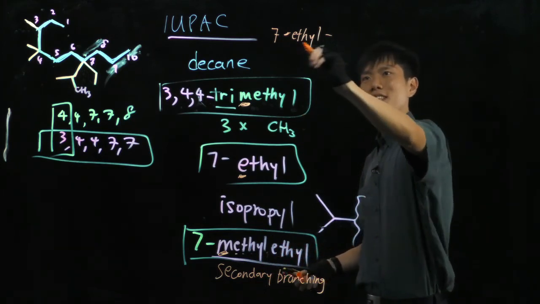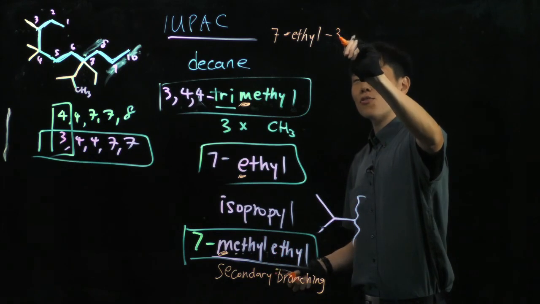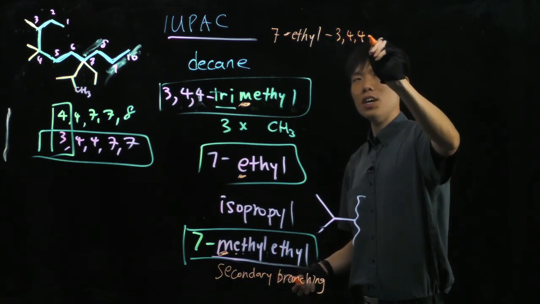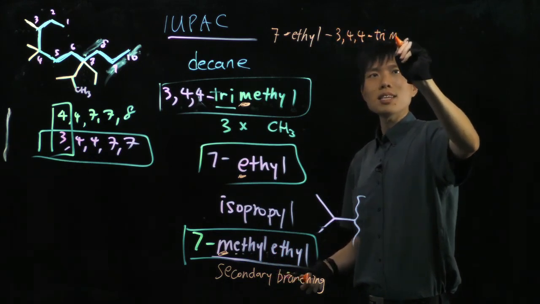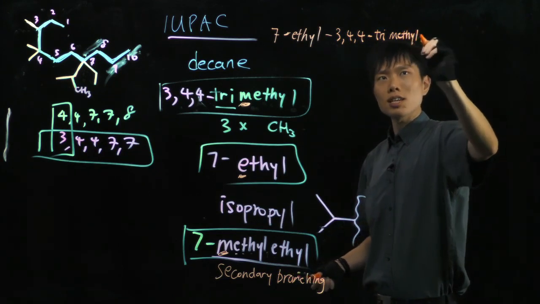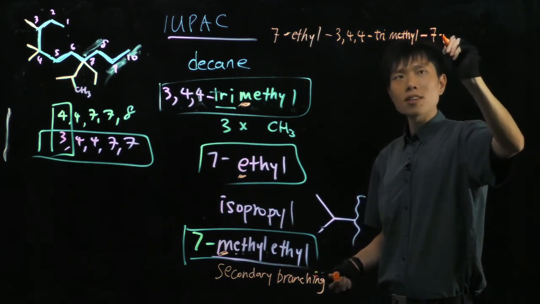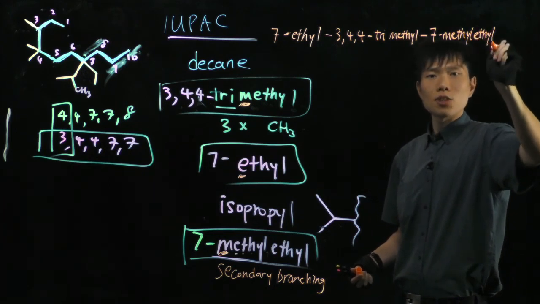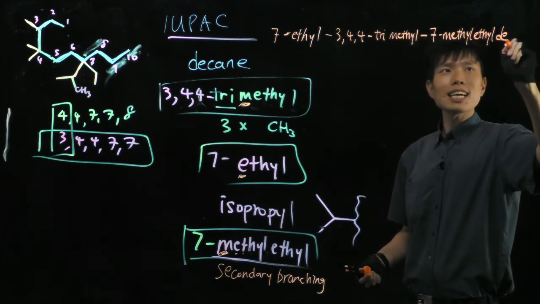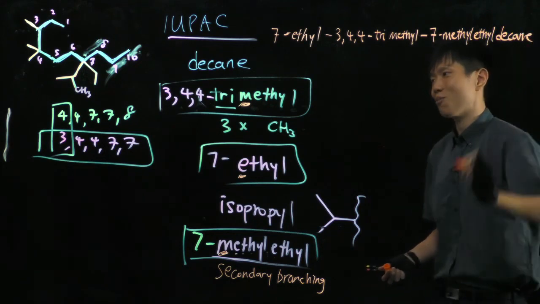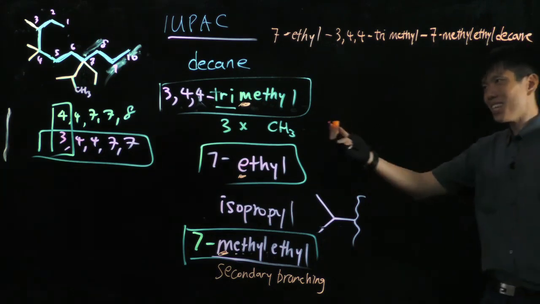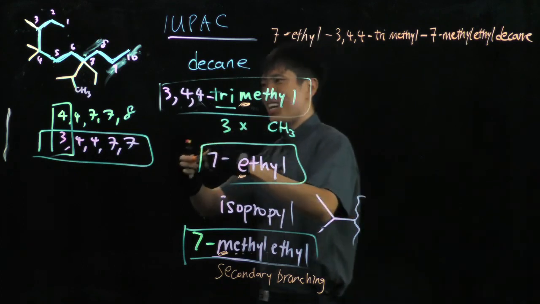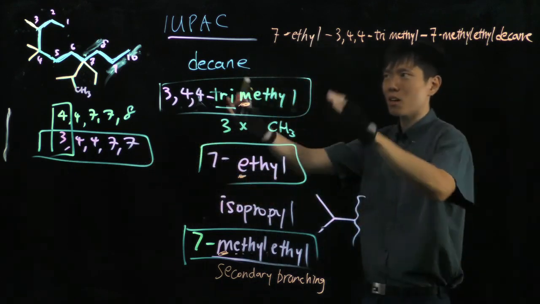So we continue with 7-ethyl, then 3,4,4-trimethyl, and we continue with a 7-methyl ethyl, finishing off with decane. Wonderful. That wasn't easy, but it's a really good practice to see how we arrange the substituents in a complex molecule.